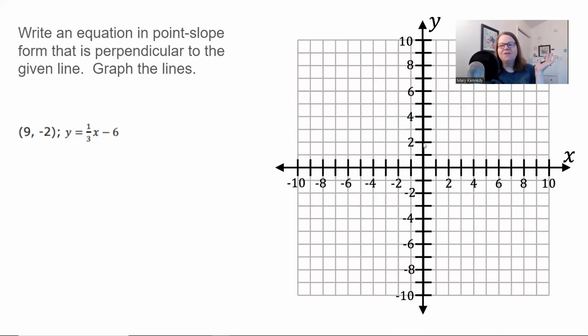All right, here we have to write a point slope form equation that's perpendicular to a given line, and we have to graph it. So let's take a look at this and let's think about point slope form. Point slope form is y minus y sub 1 equals m times x minus x sub 1. Had to think about it for a minute there.